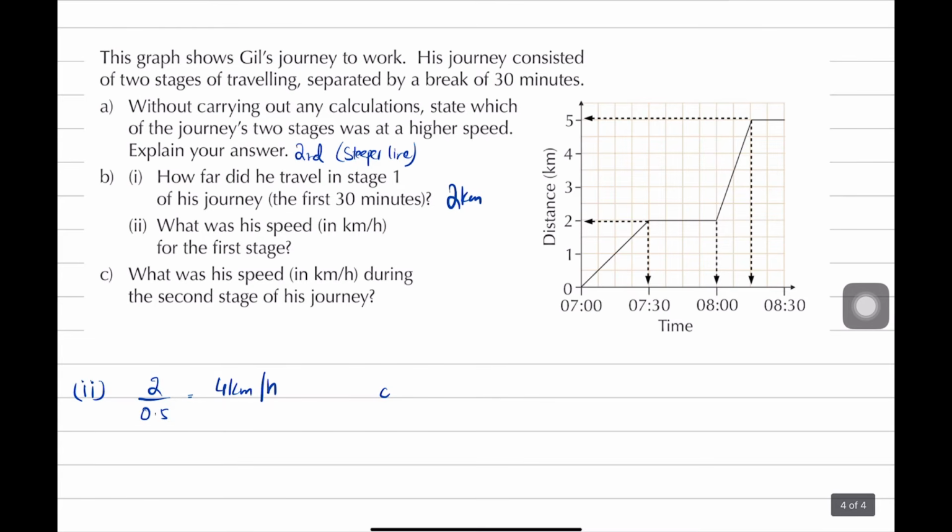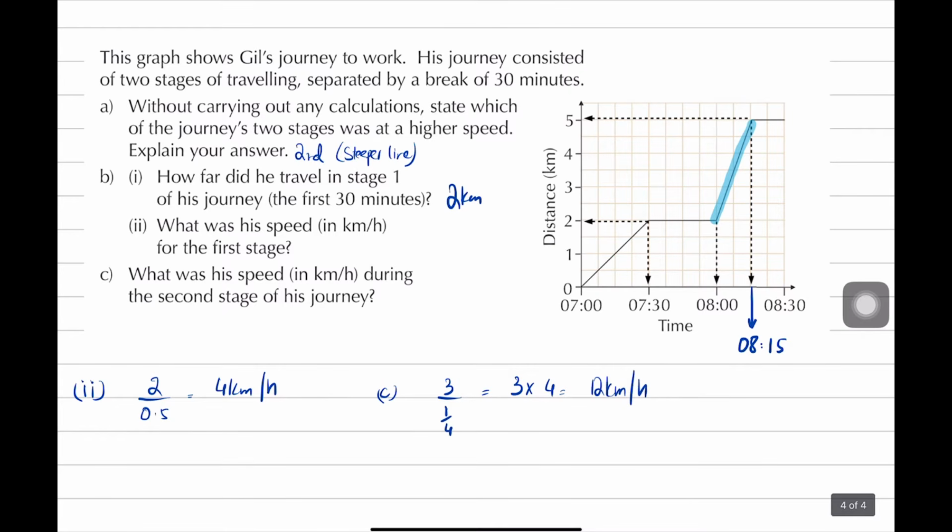What about part C? 12 kilometers per hour it is. Okay, so basically in part C we are calculating the gradient of this line that I'm highlighting in blue. So what's the change in distance? You can see it's from 2 to 5, so that's 3. Okay, and what's the change in time? 0.25 hours. Why? Because in between 8 and 8:30 you'll find 8:15, and from 8 to 8:15 is 15 minutes, which is 1 upon 4. So 3 divided by 1 upon 4 is going to be 12 kilometers per hour.